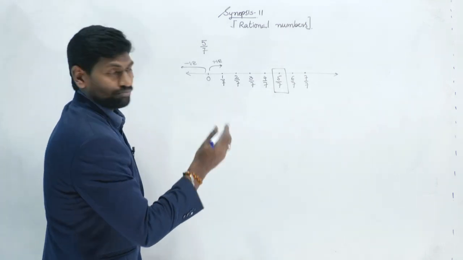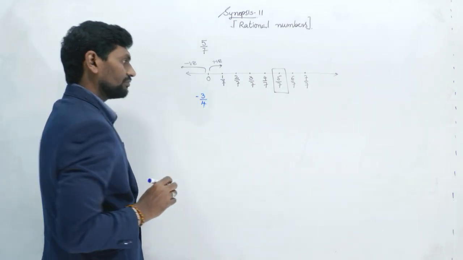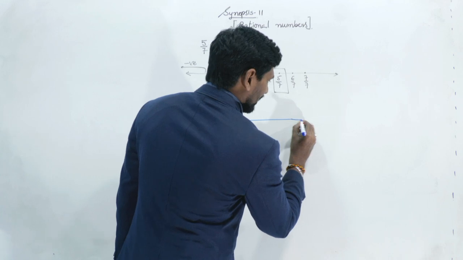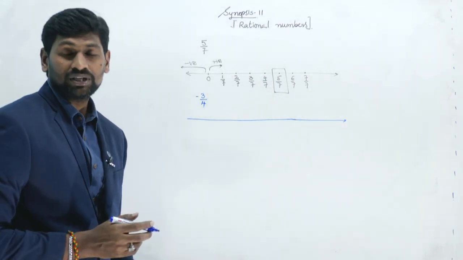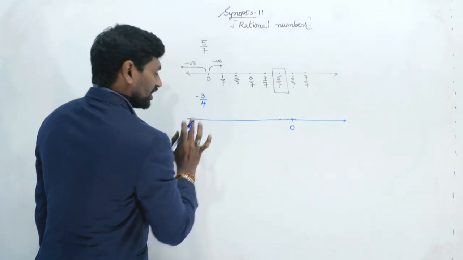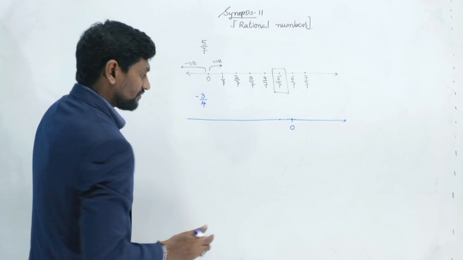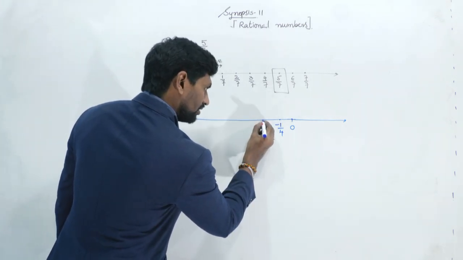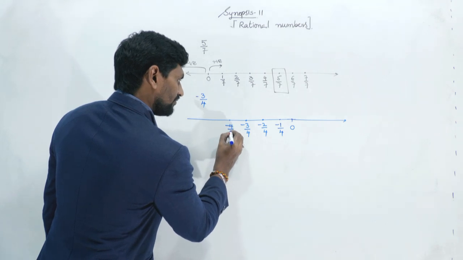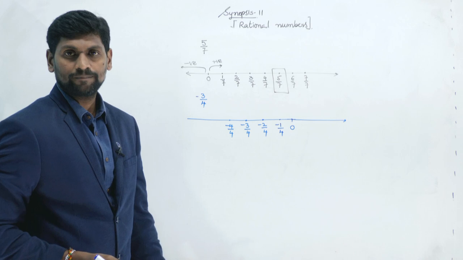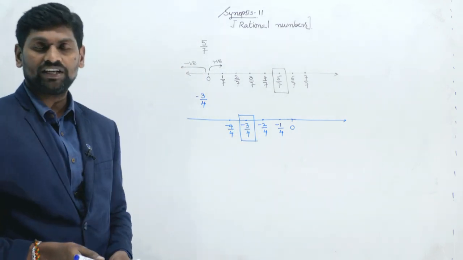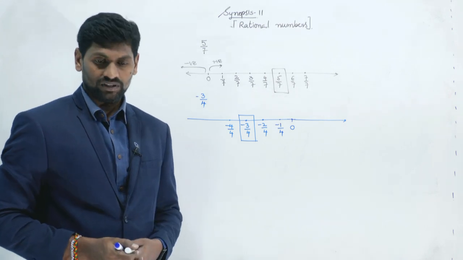Now how to represent a negative rational number, minus 3 by 4, on the number line? We know that minus 3 by 4 is a negative rational number. Negative rational numbers are always on the left side of 0, so I am taking 0 here. The denominator is 4, so on the left side of 0 the first one is minus 1 by 4, second minus 2 by 4, third minus 3 by 4, fourth minus 4 by 4. Among them, we need minus 3 by 4. So this is the representation of minus 3 by 4 on the number line. Once note it.